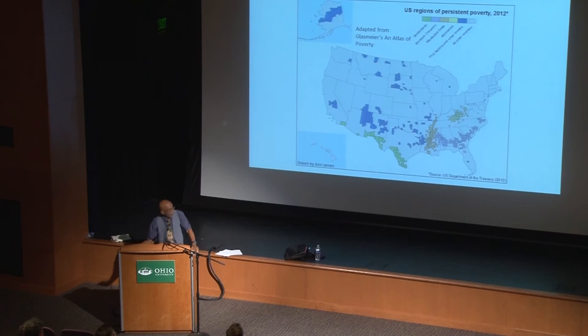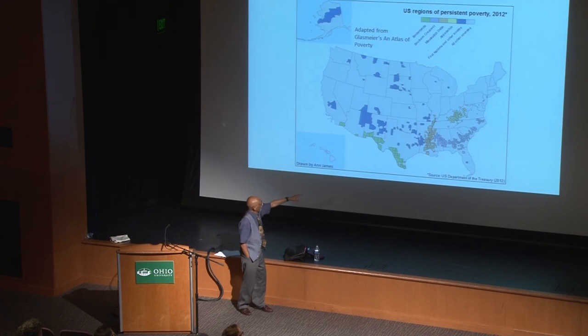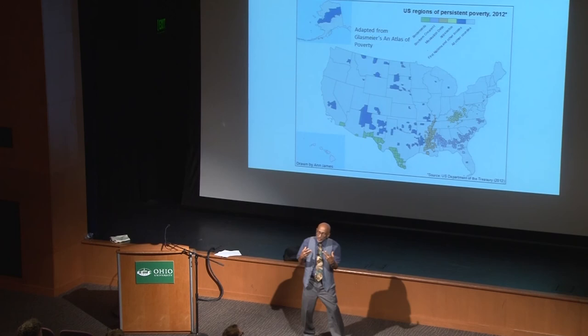So here's a map of poverty. And if you look at these different things, there's Appalachian white poverty. There's black poverty along the Mississippi and the old cotton belt. There's Native Indian poverty. There's poverty along the border. And these poverties are different. They're culturally different. The food preferences are different.